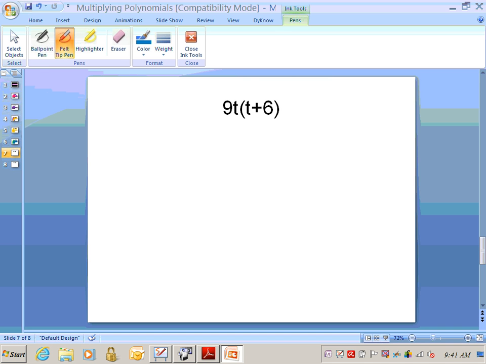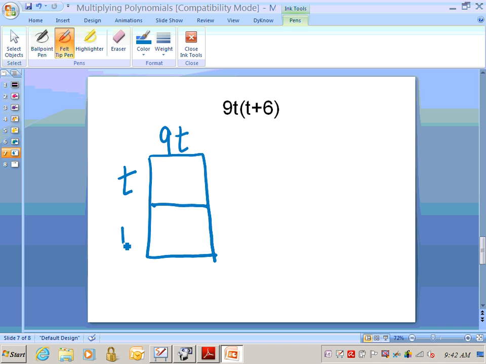Work this one out. Okay, this is a what by what? 1 by 2. How many boxes should we have? 2. Good. Keep working. Okay, what goes in this first box? 9t squared. Second box? 5t cubed. Good. So we're writing our answer. Which one comes first? 9t squared plus 5t cubed. Good.